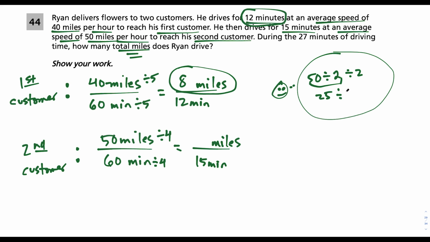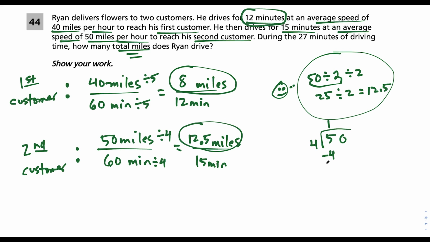And when I divide that by 2, that's going to give me 12.5. Okay, so that's how I know the mystery amount of miles for the second part is going to be 12.5 miles like this. If you had to, though, of course, you could always just do 50 divided by 4 on the side like this, and then 4 goes into 5 once.